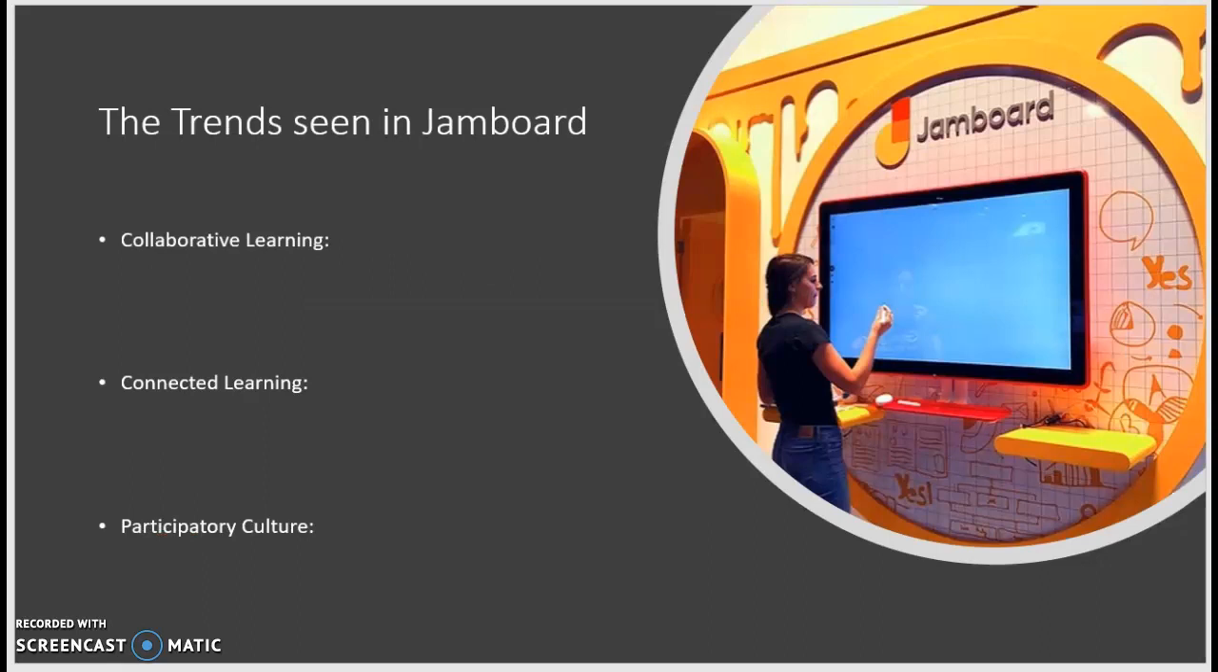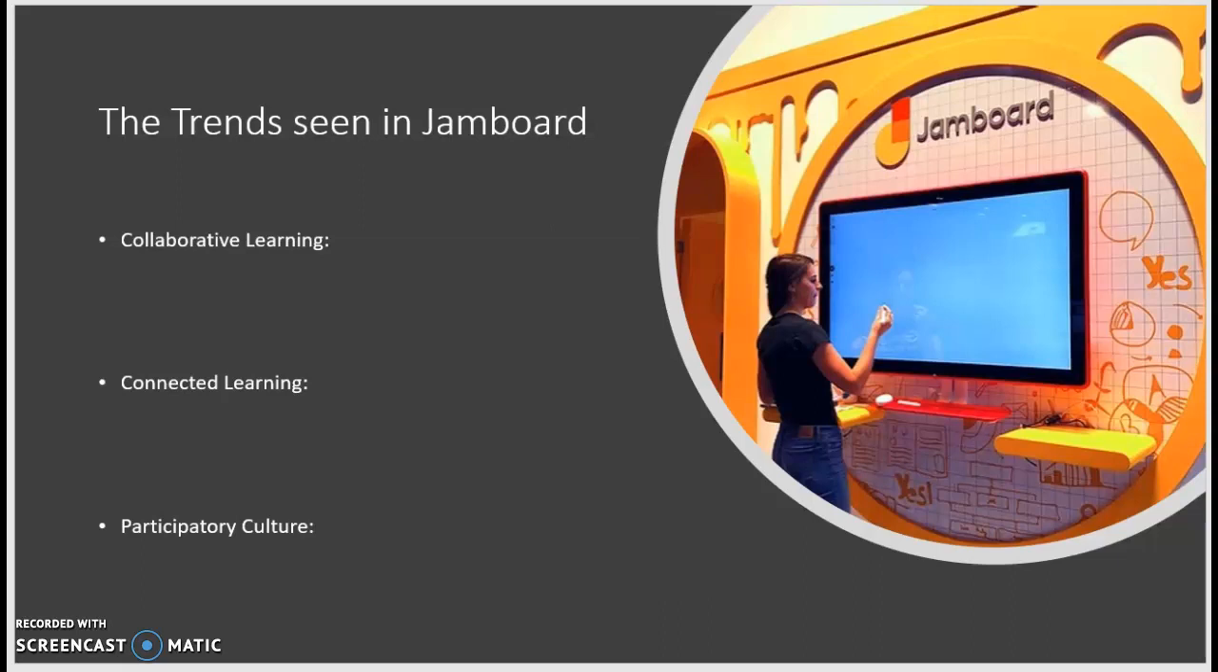Trends seen in Jamboard. Jamboard being used in the classroom shows a rising trend of technology being integrated in the classroom setting. The growing trend of using collaborative learning in the classroom can be seen in Jamboard because of the ways it can be used. For instance, students are able to edit the same Jamboard together in real time.